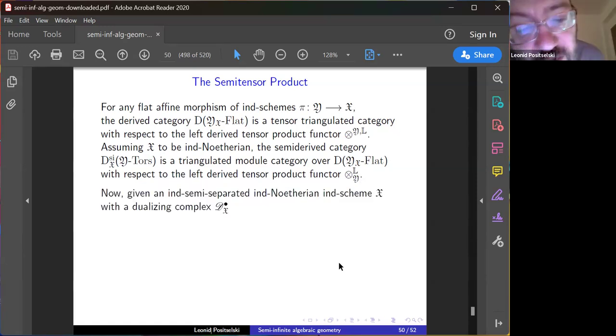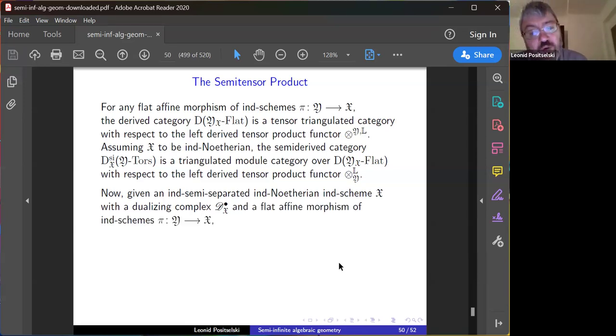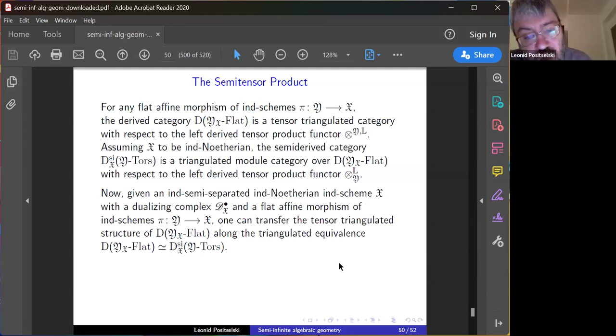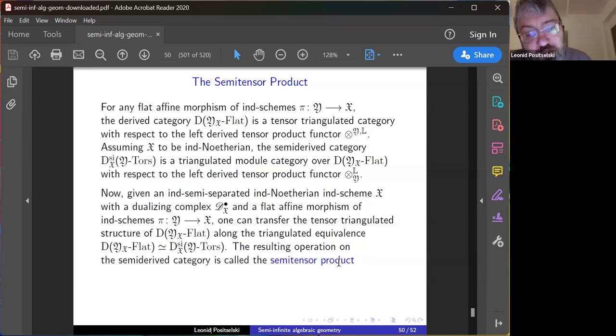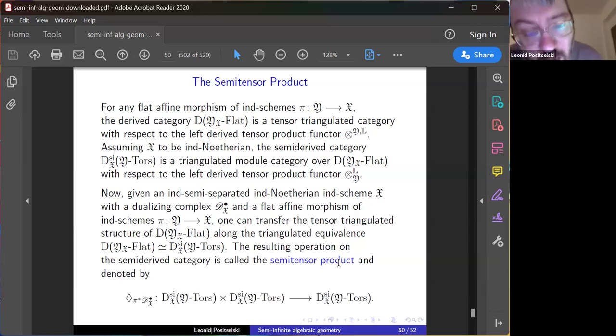Now given a semi-separated ind-Noetherian ind-scheme X with the dualizing complex D_X and the flat affine morphism of ind-schemes pi from Y to X, one can transfer the tensor structure of the triangulated category T of Y X-flat along the triangulated equivalence T of Y X-flat to D^si of X of Y torsion. The resulting operation on the semi-derived category is called the semi-tensor product and denoted by diamond with pi star, G, X. We have seen this notation already. So this is a tensor structure on the semi-derived category of quasi-coherent torsion sheaves on Y relative to X.